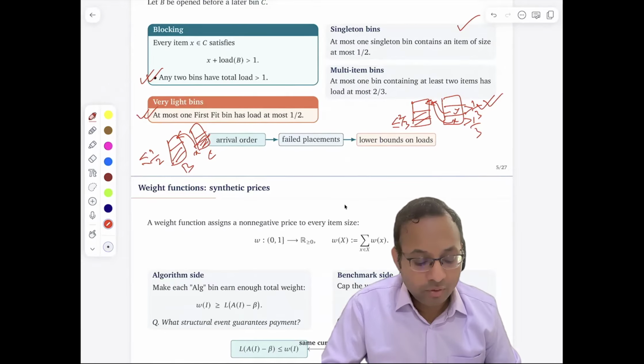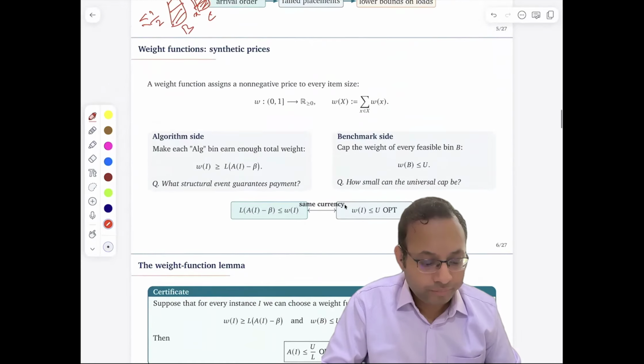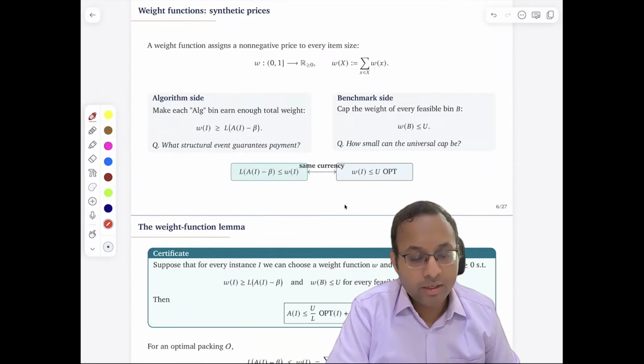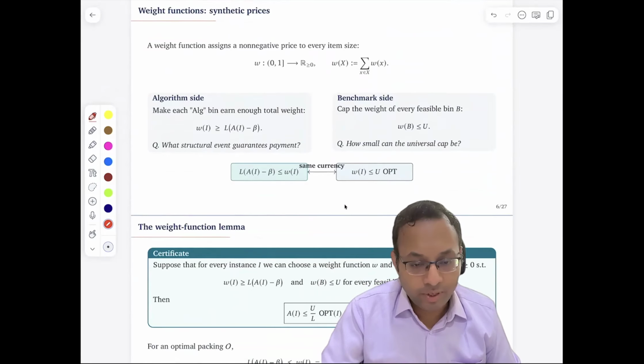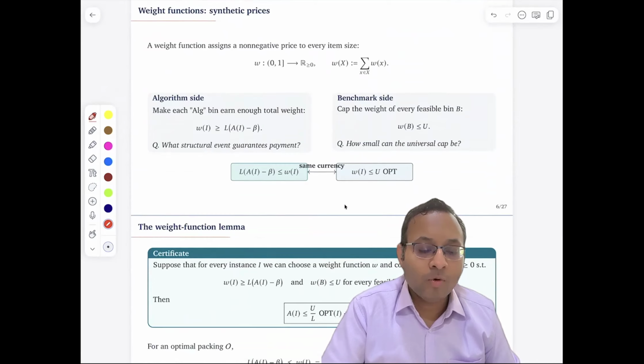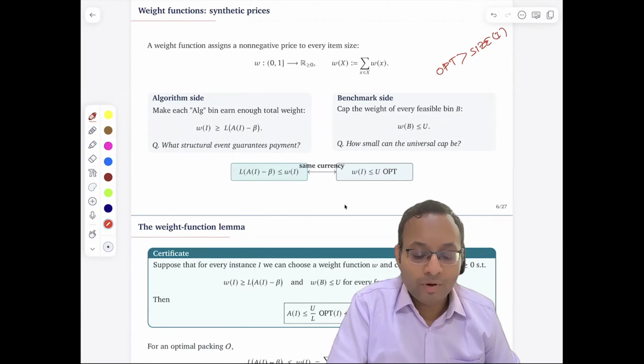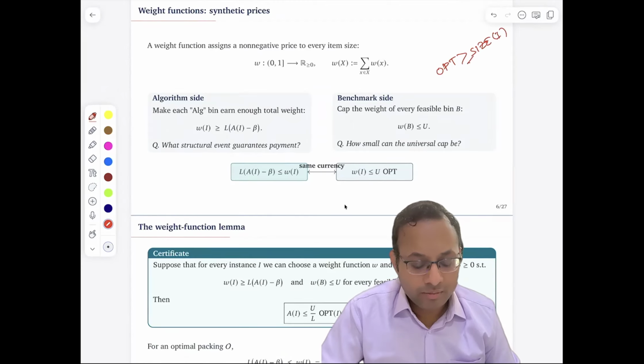And in the analysis, we'll use something called a weight function. It's a very powerful technique in bin packing and other related problems. So what is a weight function? It's kind of a price you are putting on an item. Now, if you look at bin packing, we don't know opt because it's NP hard, but we can place some lower bounds on opt. So one lower bound on opt could be the total size of all items. I need at least that many bins to pack all items.